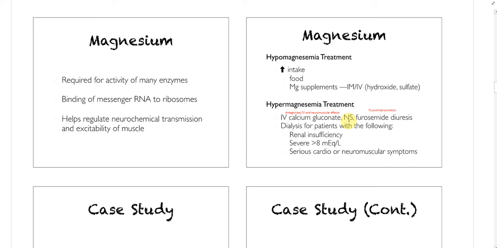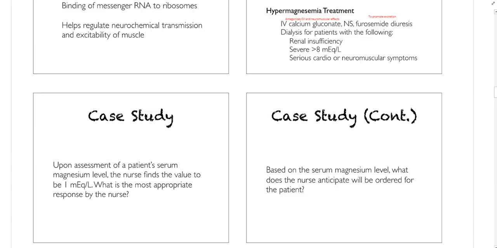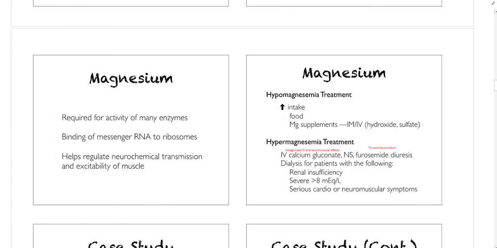We also give some normal saline and furosemide to try to get the body to naturally expel a lot of that magnesium out. We may want to use dialysis if they have renal insufficiency, or if it's to the point where it's 8 milliequivalents per liter. I believe normal is 1.5 to 2.5, and so 8 is extreme. Or if they start showing some severe cardiac or neuromuscular symptoms, because anytime we've got an electrolyte imbalance, especially something like magnesium or potassium, we're looking at a very significant chance for dysrhythmias and death.